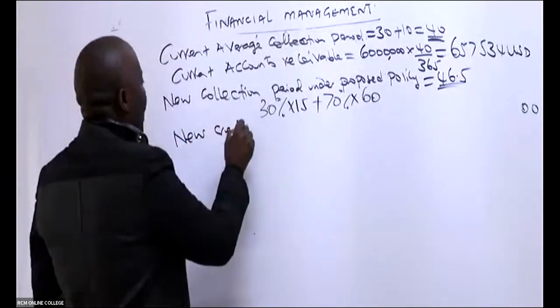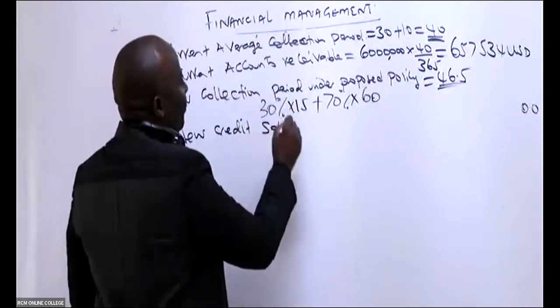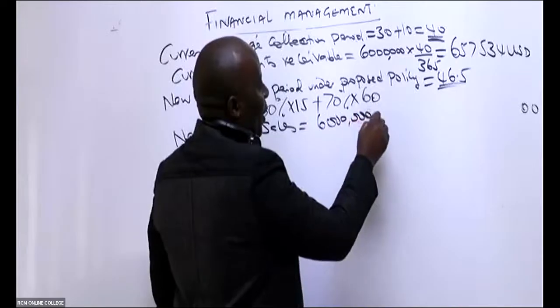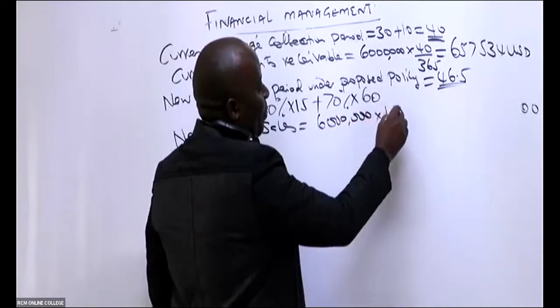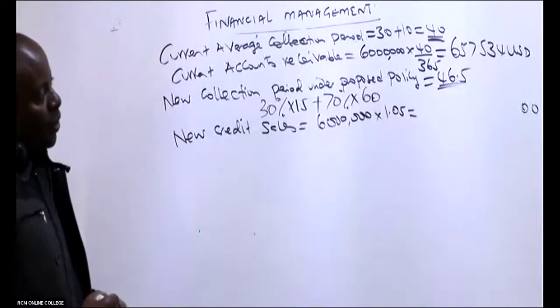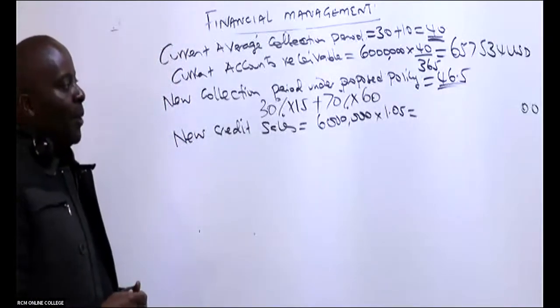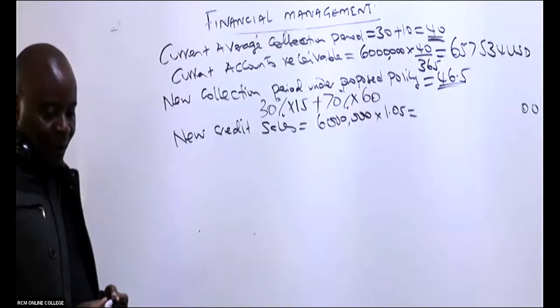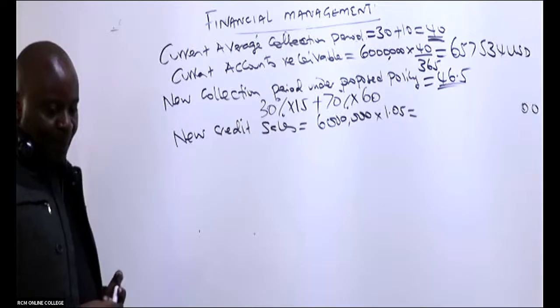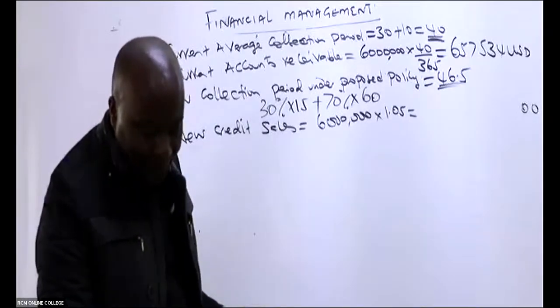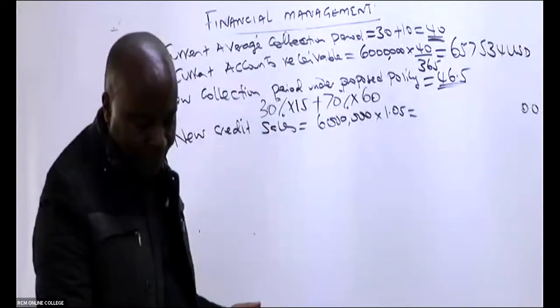New credit sales. So remember, the old was 6 million. And we expect this to increase by 5%. That is what they have told us. Yeah, I'm not dreaming. I'm stating what is here. Let me come back to this question.